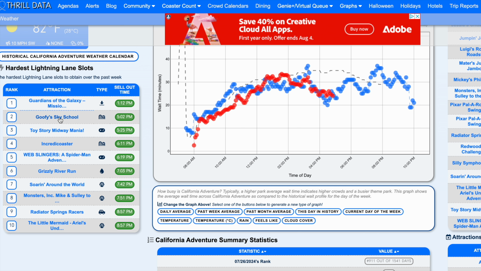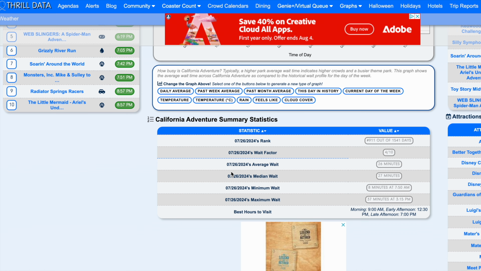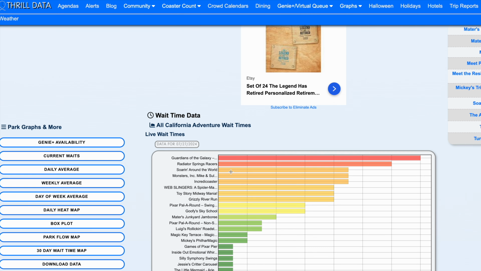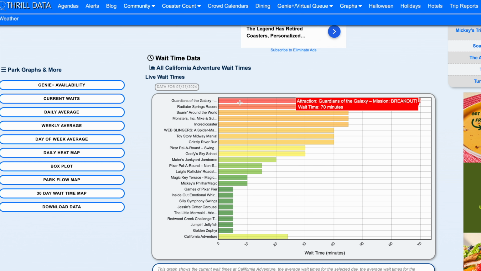So here we see, what's interesting to me is that Goofy Sky School ran out, and then Toy Story Mania, I've heard that's busier at Disneyland. And then we've got Incredicoaster and then Web Slingers and a couple others. Let's go down here and look at the wait time. So again, kind of makes sense. Guardians and Radiators are having the longest wait times. And then we've got Soarin' and a few others here.